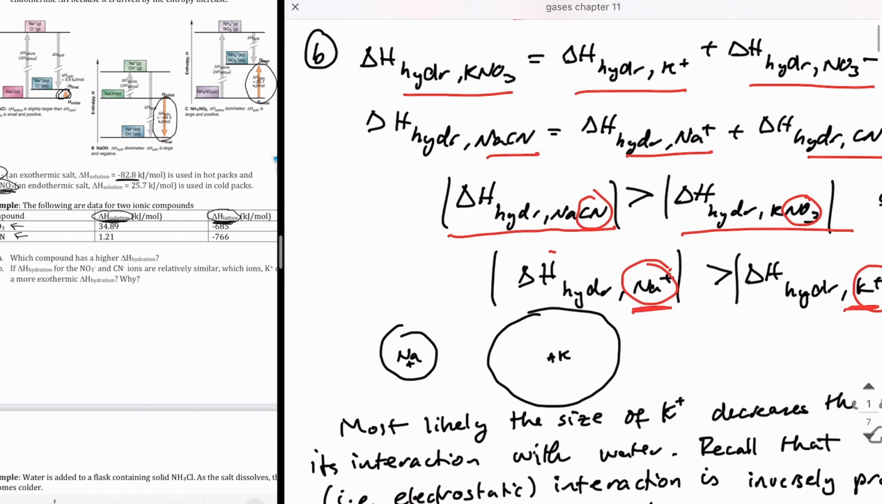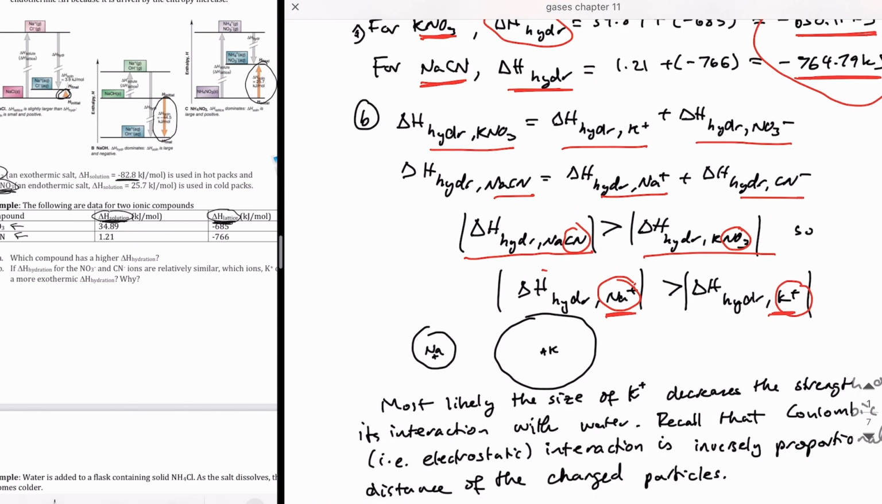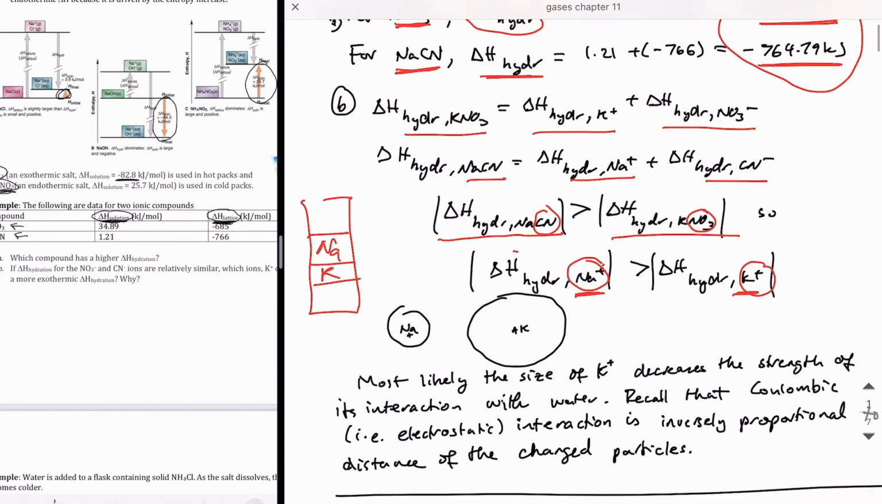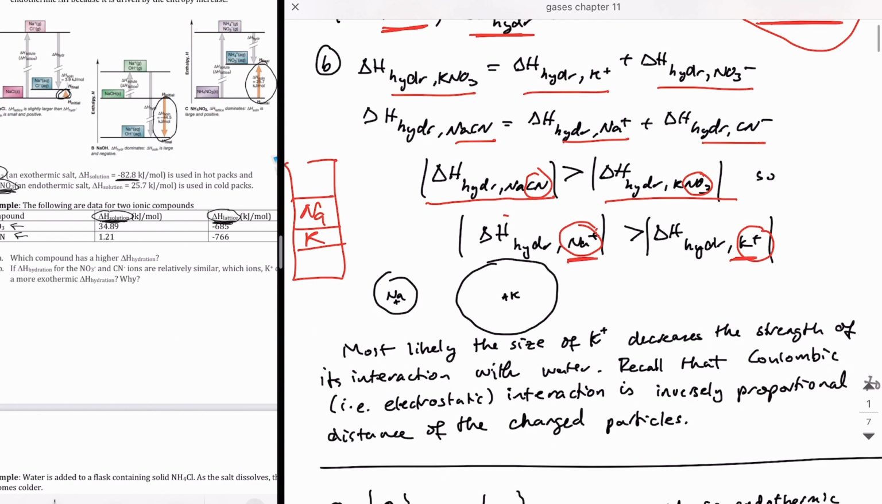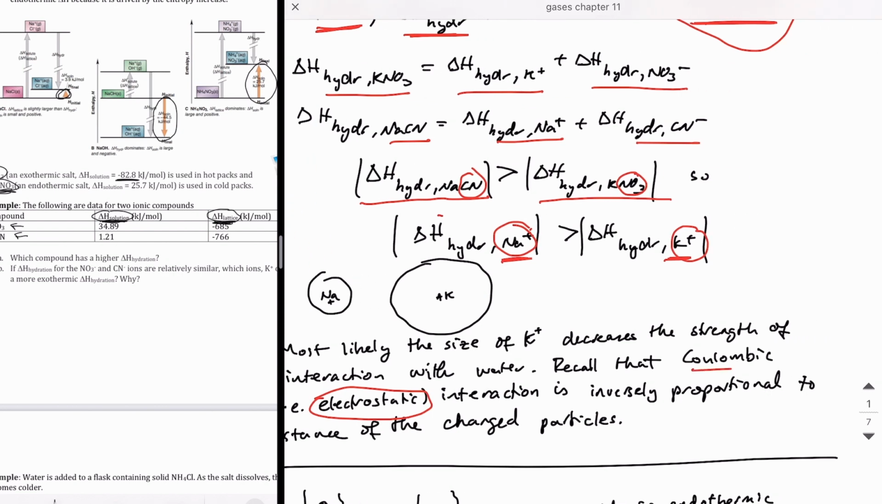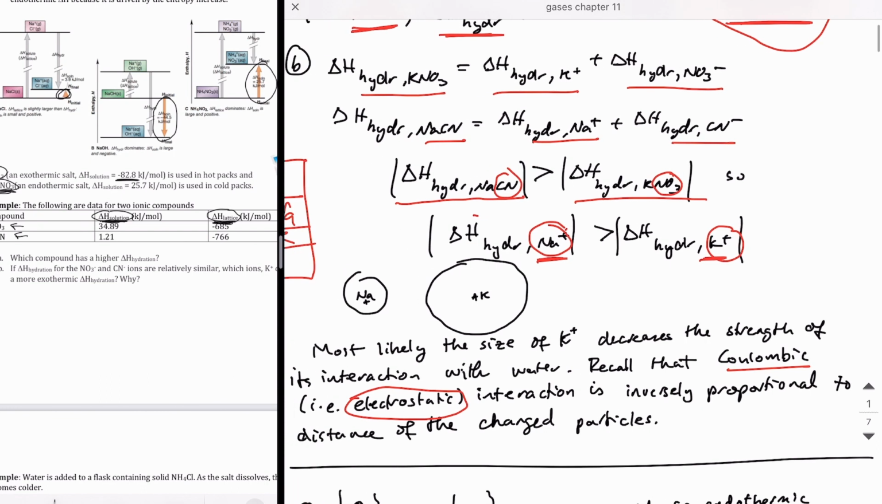Well, we can explain this by looking at the sizes of these ions. Sodium, if you remember the periodic table, is located above potassium. So here's sodium, here's potassium. So potassium is a bigger ion than sodium. And the interaction that we're looking at here is an electrostatic interaction. It's an interaction between a polar molecule, which is water, and the ion. And that electrostatic interaction, which is also called Coulombic interaction, is inversely proportional to the distance between the two charged particles.